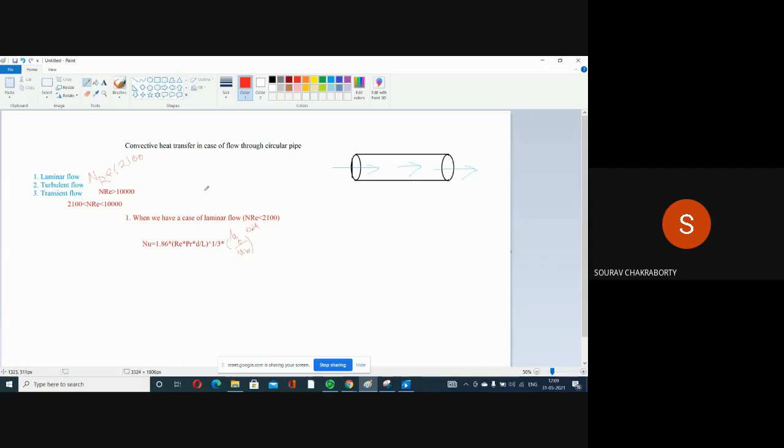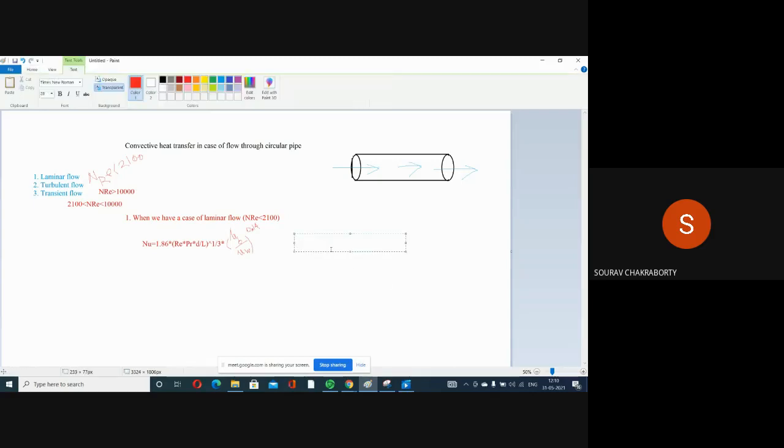Here, all the other properties, this Reynolds number, Prandtl number, then this mu B, all these properties are determined at bulk fluid temperature. So you can write down here: all the properties for this expression are determined at bulk fluid temperature.